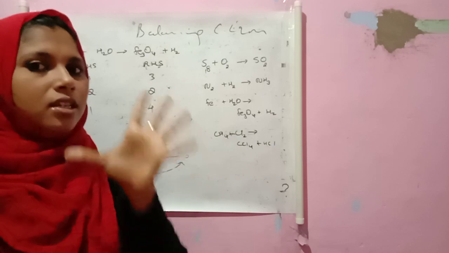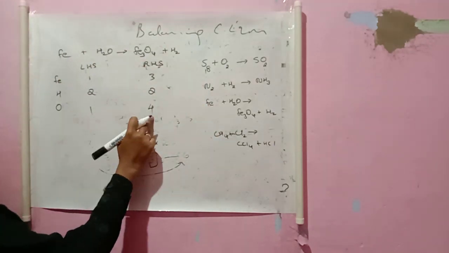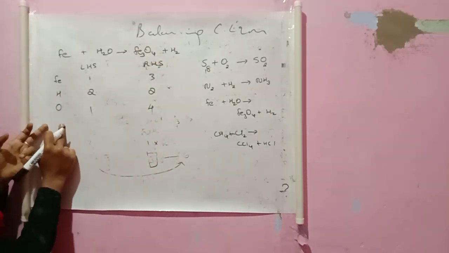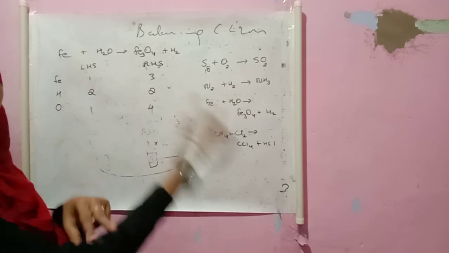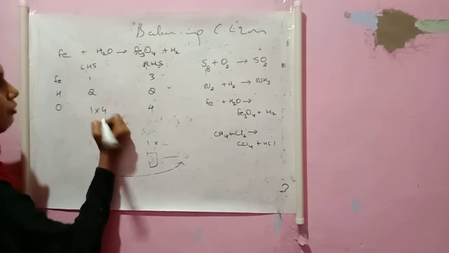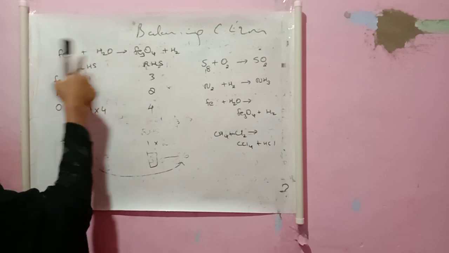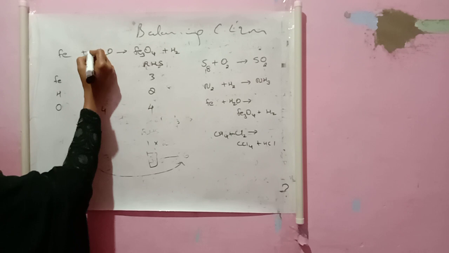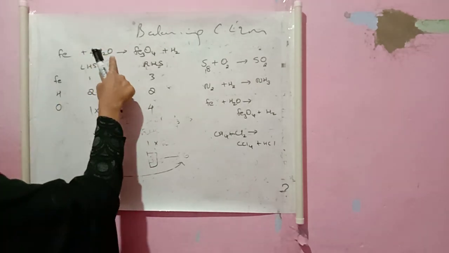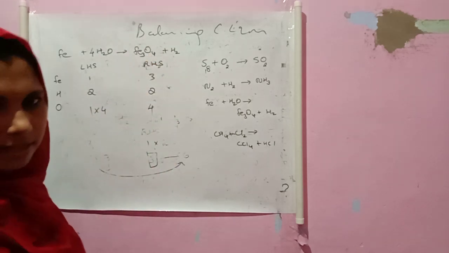So we balance this oxygen first. Oxygen is 4 in number on the RHS side. That means we have to change the left side from 1 to 4. We are multiplying this 1 with 4. Now here in the equation, the oxygen containing species is H2O, so I am multiplying it by 4. Now oxygen is balanced here, and also on this side oxygen is balanced.